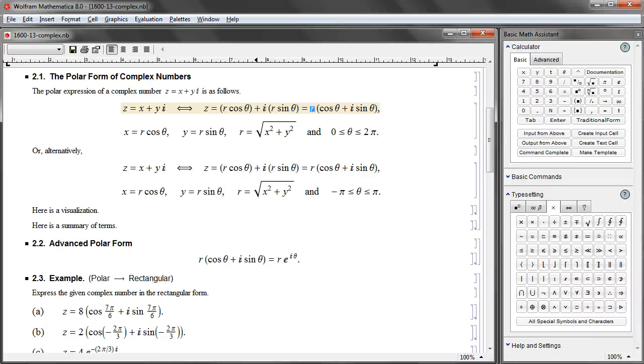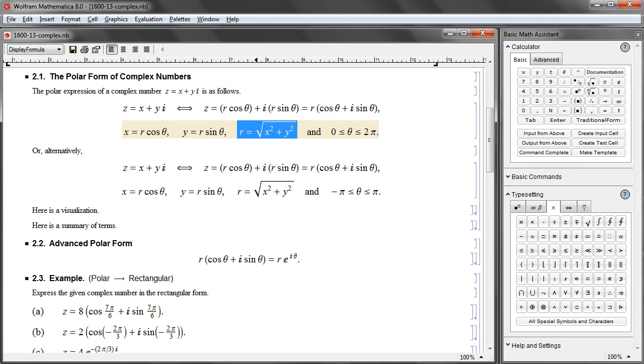And consequently, we have the final form by factoring r out and then writing parenthesis open cosine of theta plus i sine of theta, parenthesis closed. The final form, r times cosine of theta plus i sine of theta, is called the polar form of the complex number z, or polar expression. And r here is the modulus, absolute value, in other words. It is the square root of x squared plus y squared.